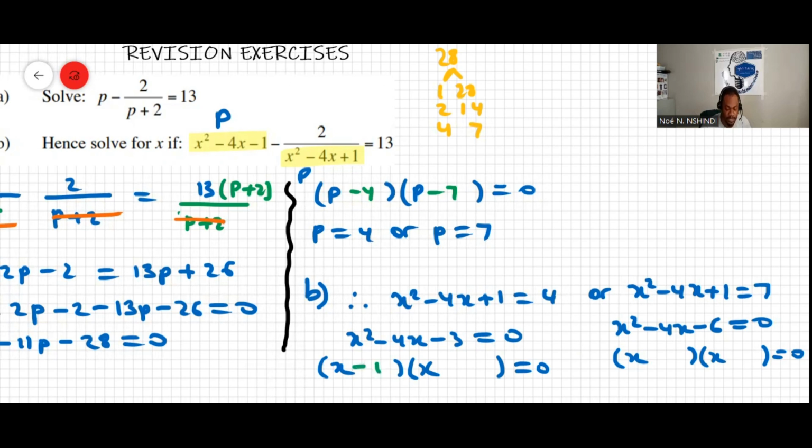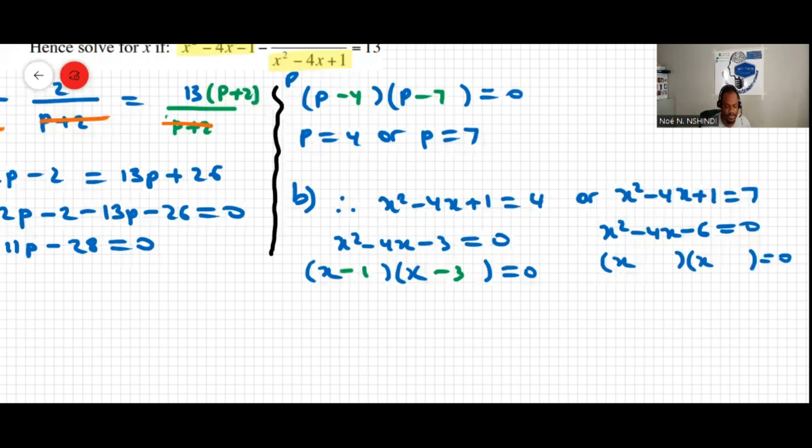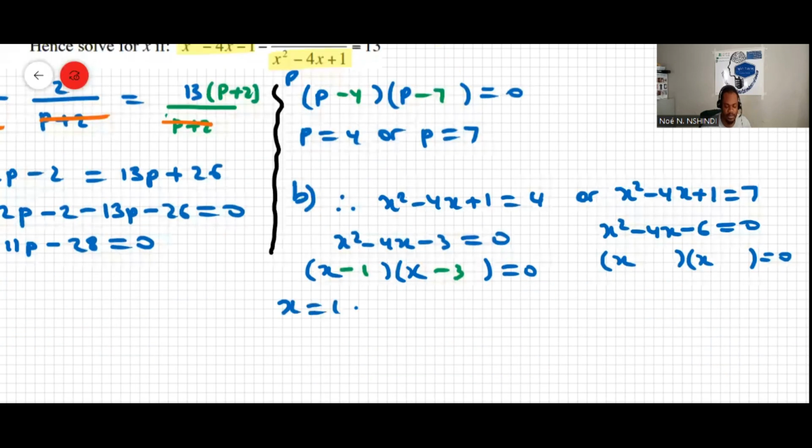Minus 3, minus 1, minus 3. And there it will be for 6 there, factors of 6 will not make 4. So, okay, over here, x can be equal to 1 or x equals to 3. On the other side, minus 6, we have no factor that can make negative 4.